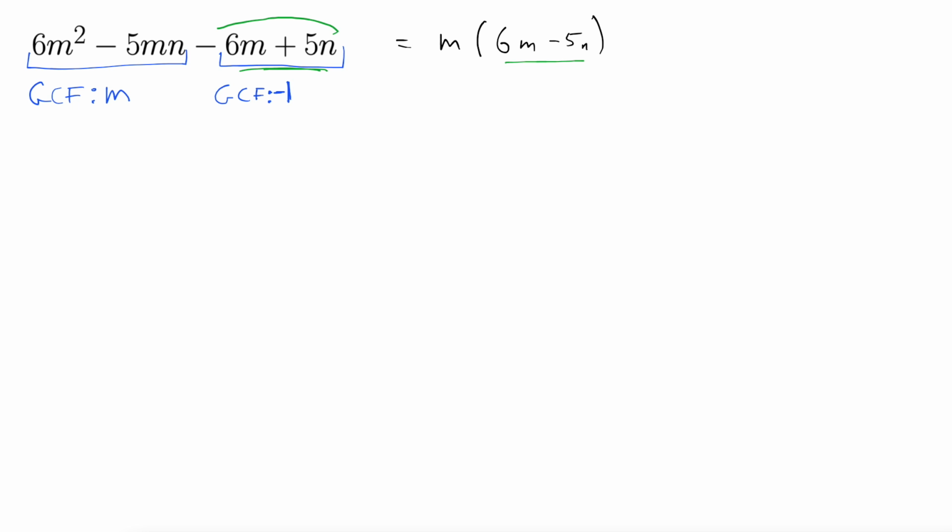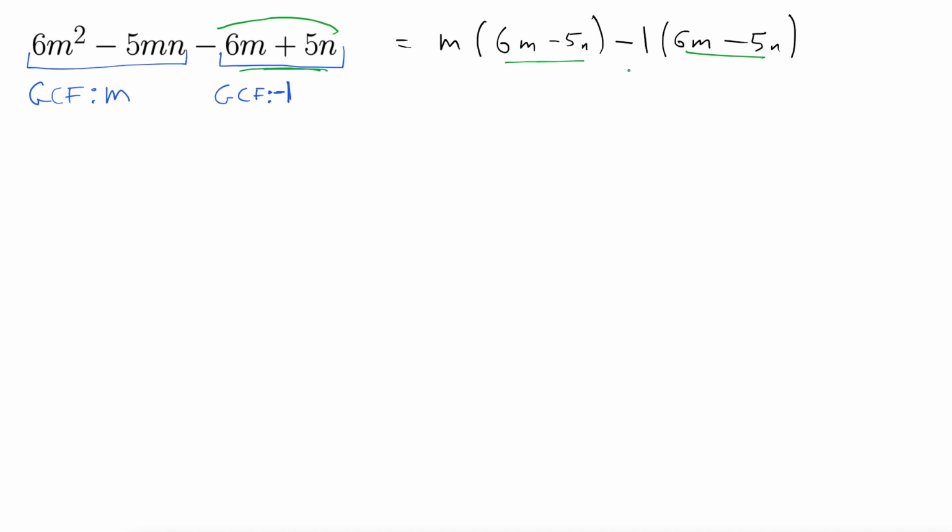Okay, when you factor out a negative 1, it changes the sign of everything left behind. So this negative 6m becomes positive 6m. This 5n becomes negative 5n, minus 5n, and now look what happened. These match again, which is what we need to have happen to move forward with grouping.